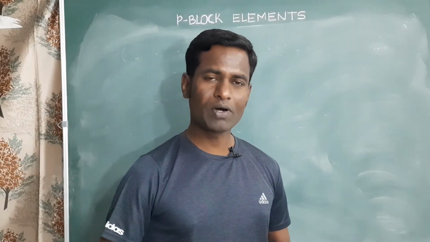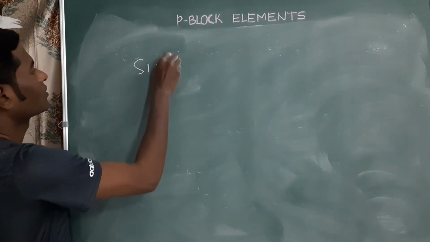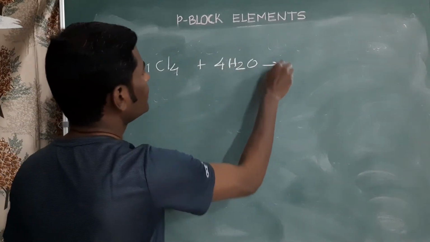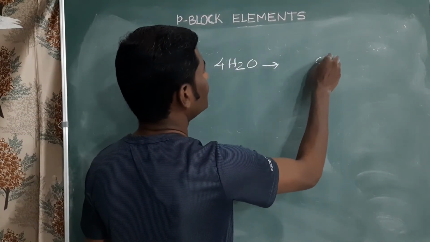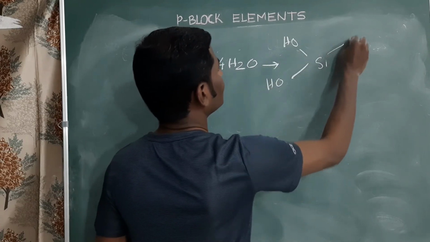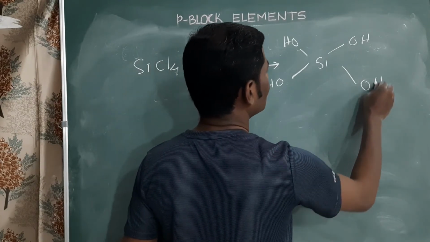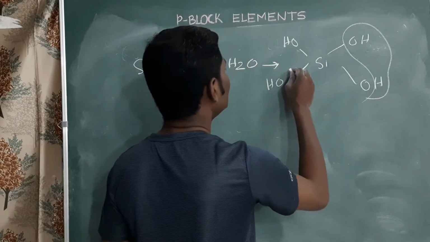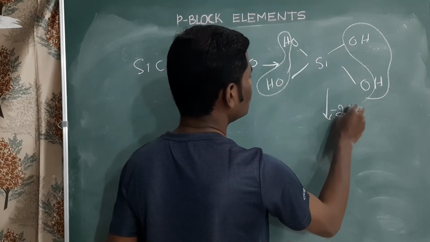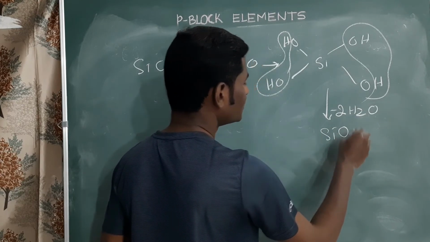Next are some important compounds of silicon. Example, when silicon tetrachloride is treated with water, we will get silicic acid. Molecular formula of silicic acid, Si(OH)4. Due to steric hindrance, it undergoes dehydration, minus 2 molecules of water, and the silicic acid is converted into silica.